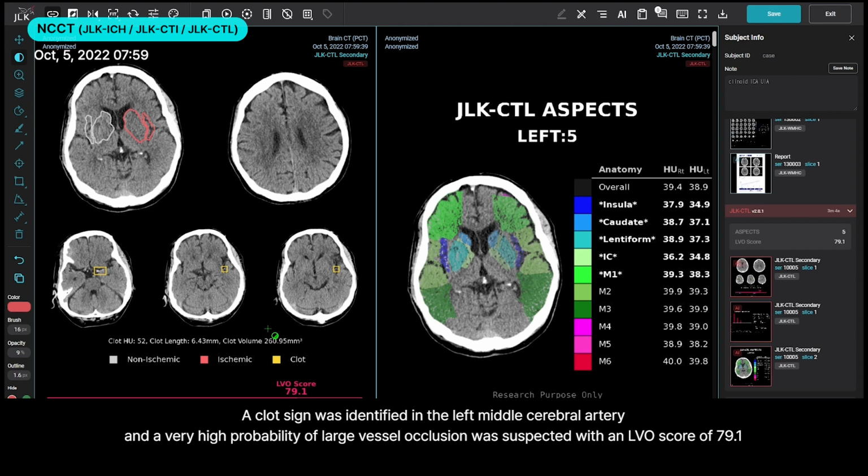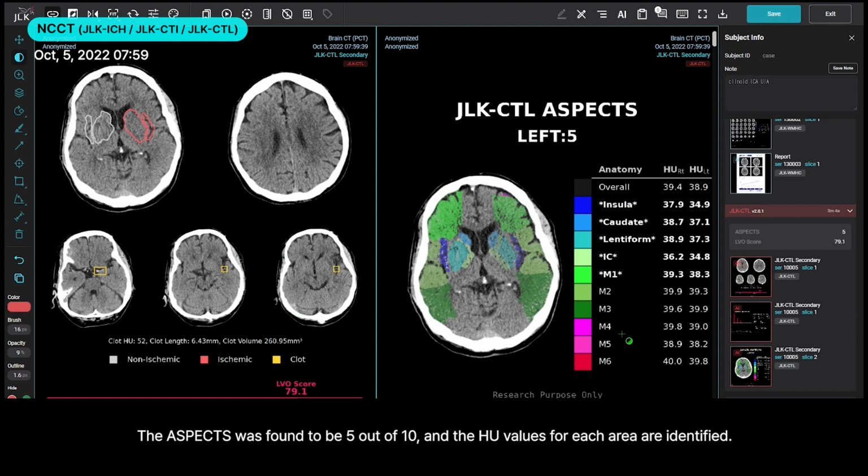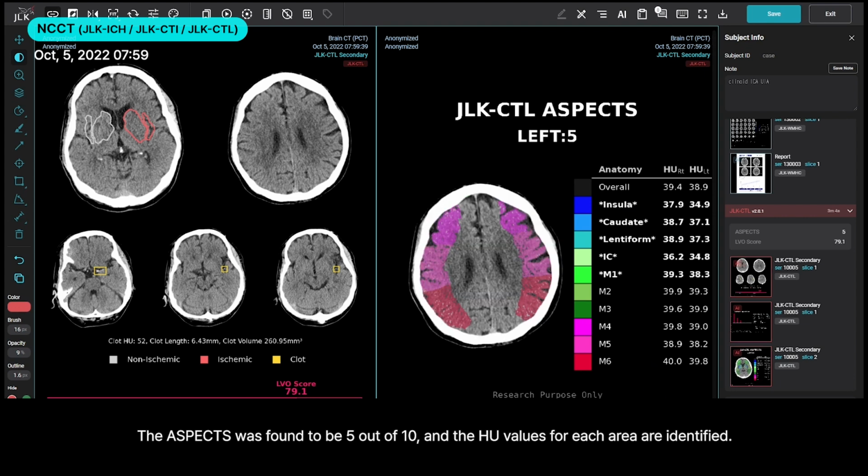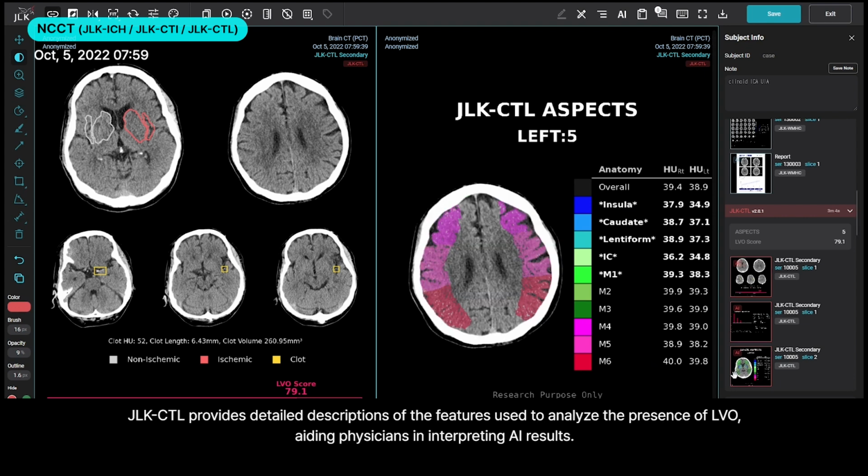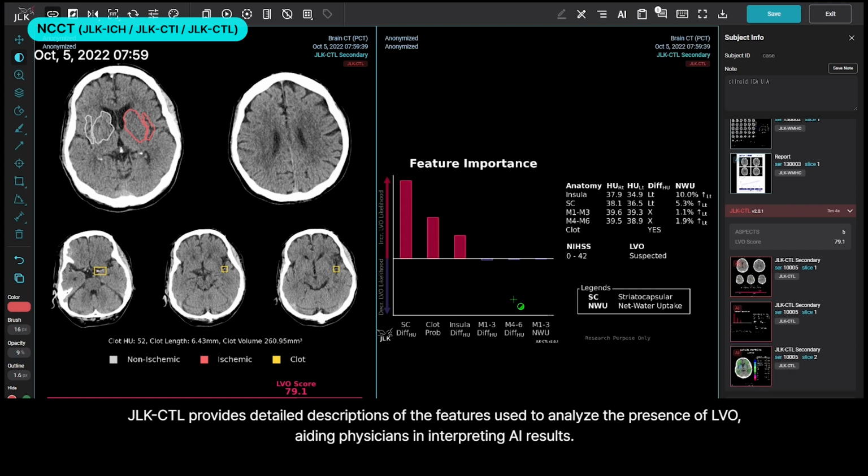A clot sign was identified in the left middle cerebral artery, and a very high probability of large vessel occlusion was suspected with an LVO score of 79.1. The ASPECTS was found to be 5 out of 10, and the HU values for each area are identified. JLK-CTI provides detailed descriptions of the features used to analyze the presence of LVO, aiding physicians in interpreting AI results.